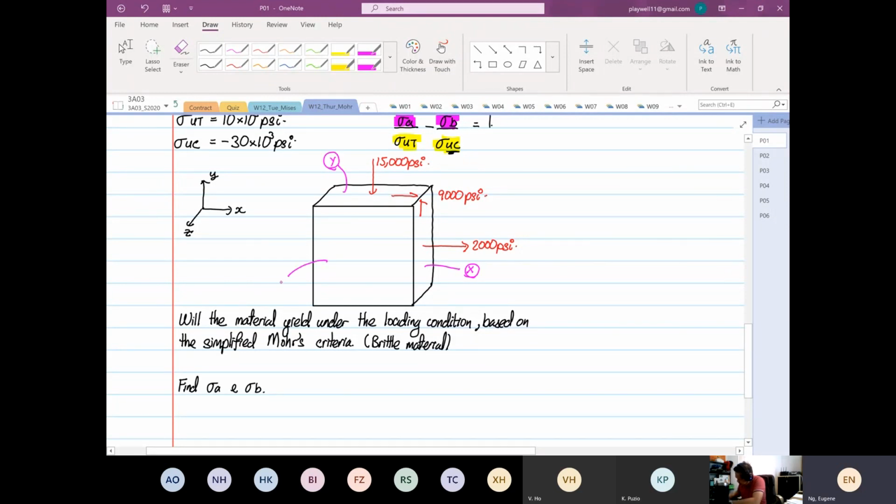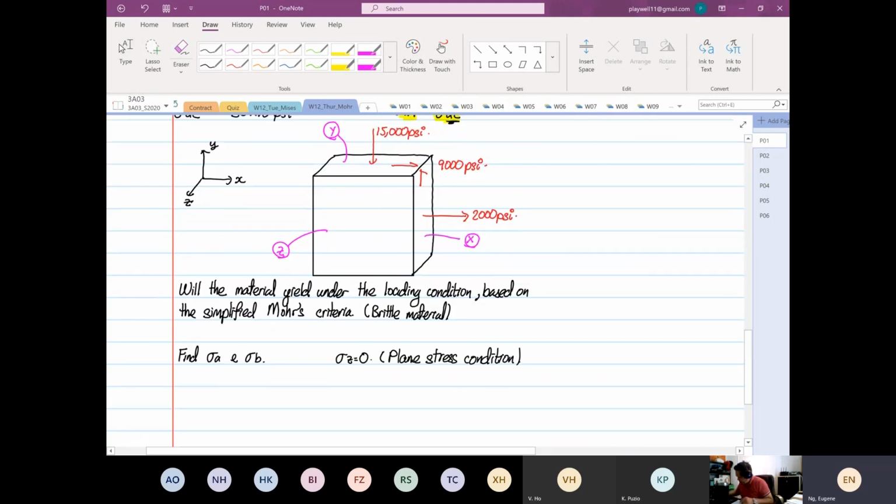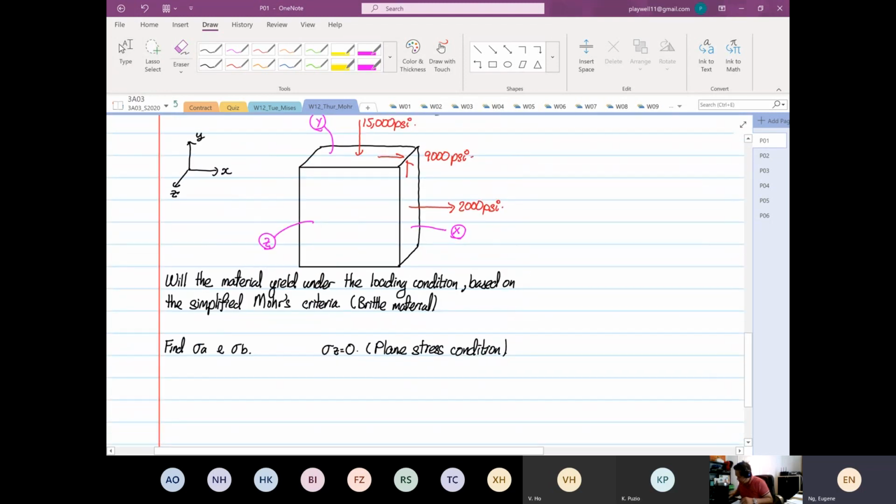This is ideal for the simplified Mohr's circle because stress Z is equal to 0. When that's the case, as we did last week, this is known as a plane stress condition. No doubt it's classified as plane stress, and we can still construct Mohr's circle. So now we are going to construct the Mohr's circle that was given to us.